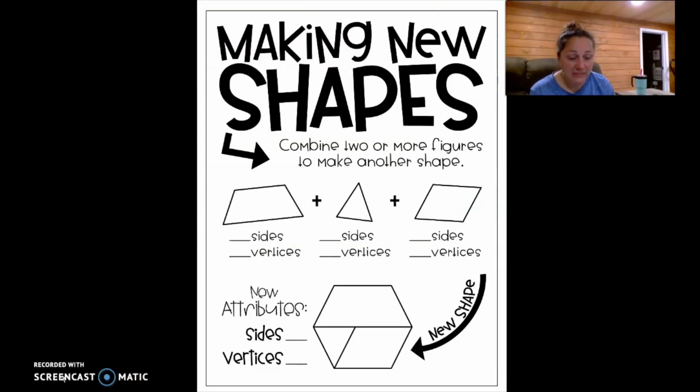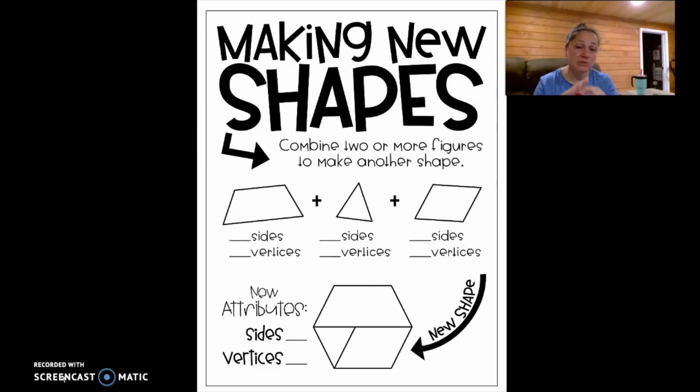Okay, we are looking at today. We've looked at shapes. We've talked about their sides. We've talked about all of their attributes. What makes a trapezoid a trapezoid? He has one set of parallel lines. He has 4 sides, 4 vertices, 4 corners. We look at a triangle. He has 3 sides or 3 vertices and 3 angles. We look at a rhombus or a parallelogram.